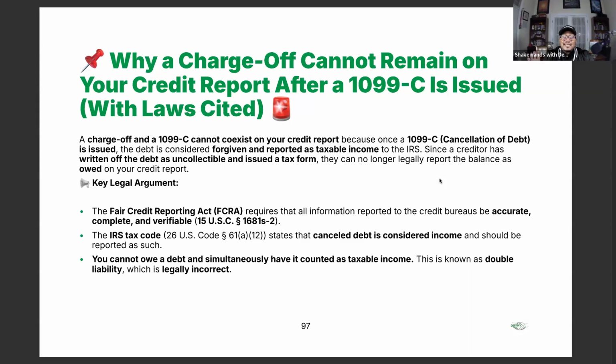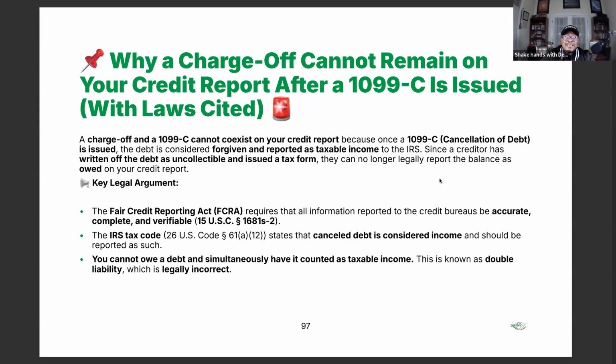So if you got that 1099-C form that they sent you in the mail, or, as we're going to talk about later, a lot of times people say, I have no clue if I have a 1099-C. No worries, I got you. Okay. According to IRS tax code 26 US Code 61(a)(12), the cancellation of debt is considered income. I want to make sure y'all don't think I'm just telling you this. That's the law. And it should be reported as such.